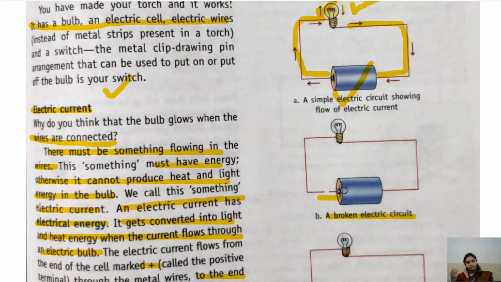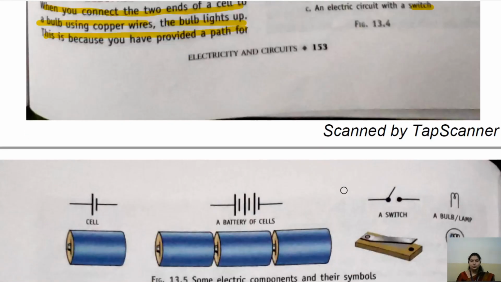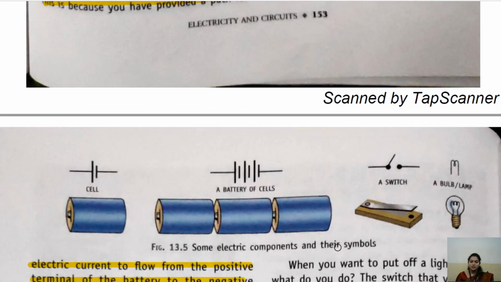When you go to further classes, like class 8, 9, you will see much bigger circuits. So every time, drawing a bulb or a cell is not that easy. To replace them, we have certain symbols to represent them.